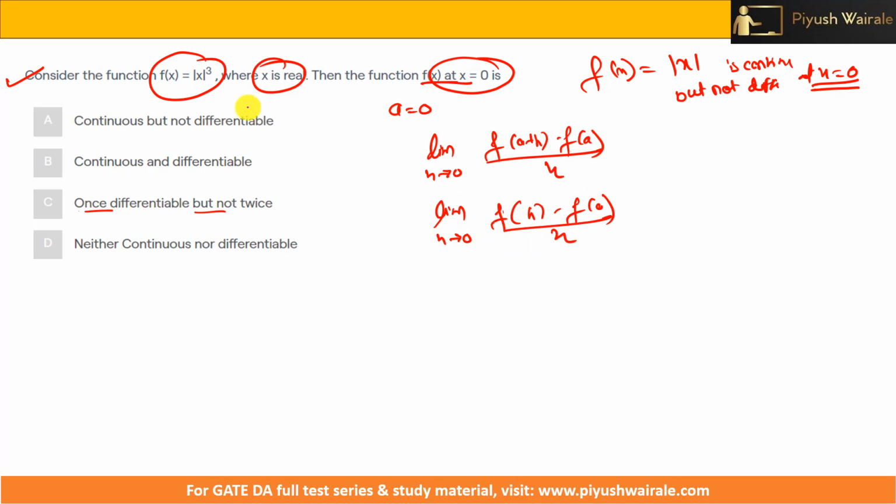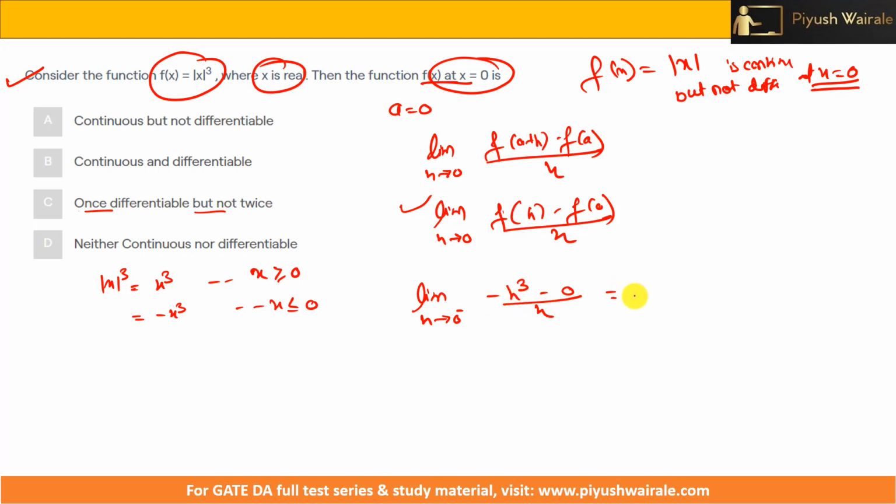So same thing we can calculate, as we know that mod of x cube equals x cube when x is greater than or equal to 0, it is equal to minus x cube when x is less than or equal to 0, right? Same thing. Now just try to solve this particular limit. So limit h tends to 0 negative, that is left hand limit, will be minus h cube minus 0 divided by h. So h will get cancelled, that is minus h square, it will be 0.